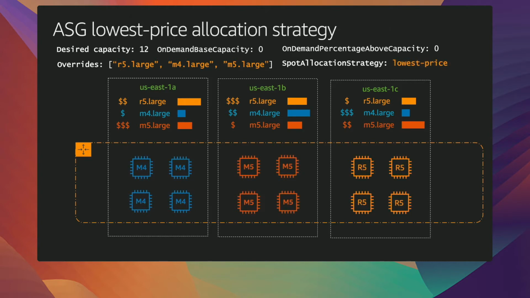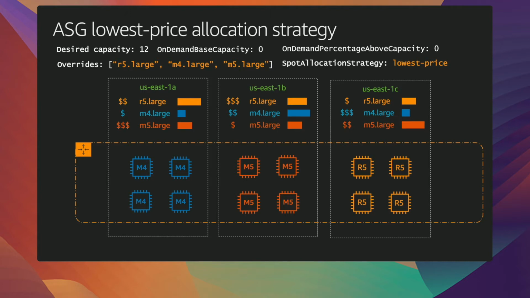Now you can also choose to go for the lowest price allocation strategy. How this works is that it will actually go look for the cheapest instance inside the list of instances that you are providing, to pick per availability zone and to launch them. And you can see over here it's now changed to being the M4 in the first one, M5 in the second one, and R5 in the third one. So these allocation strategies come into play when you build up an auto-scaling group and you select more than one instance type that you want to use. So in our case, if you look at the overrides there, we had selected the R5 large, M4 large, and the M5 large.